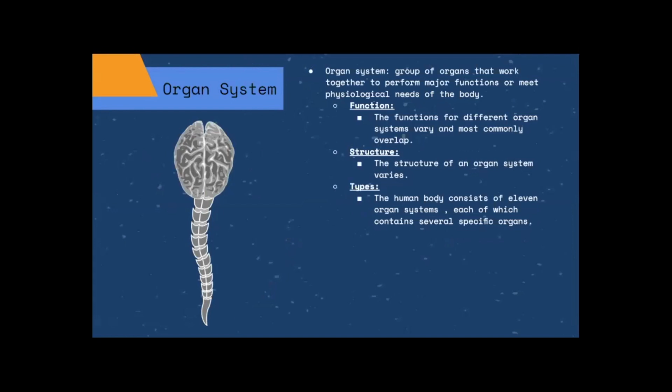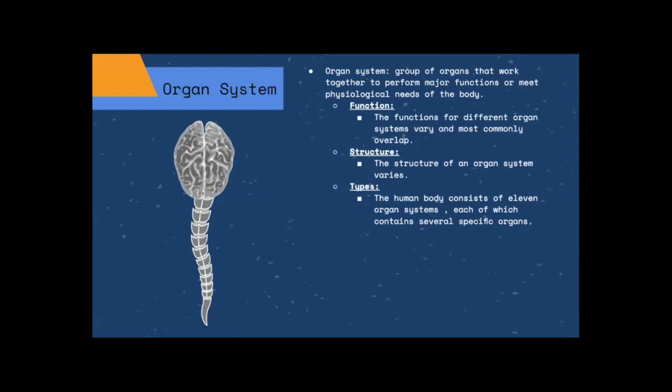These are the brain, heart, kidneys, liver, and lungs. Organ systems. Organ systems are a group of organs that work together to perform major functions or meet physiological needs of the body. The function of an organ system is that they basically group different organs together to carry out a specific need for the body.